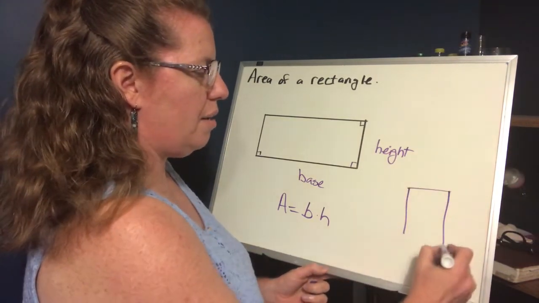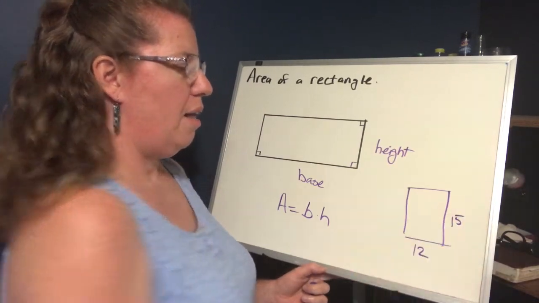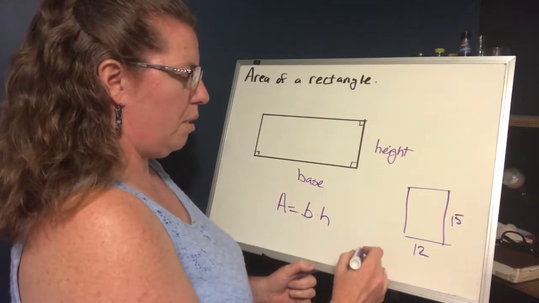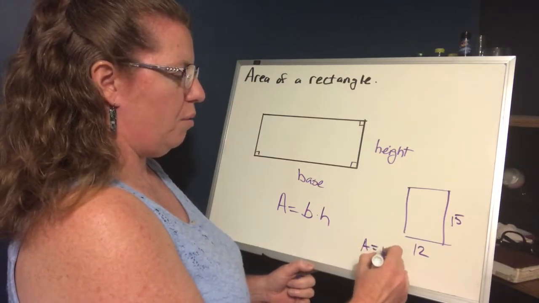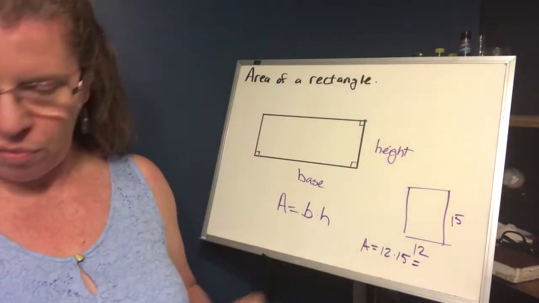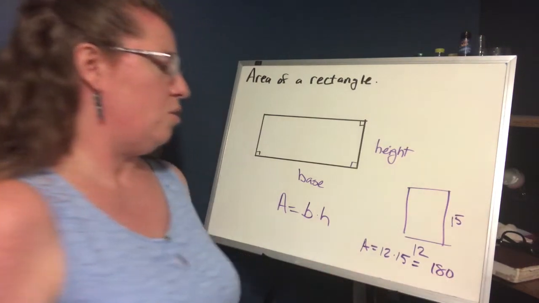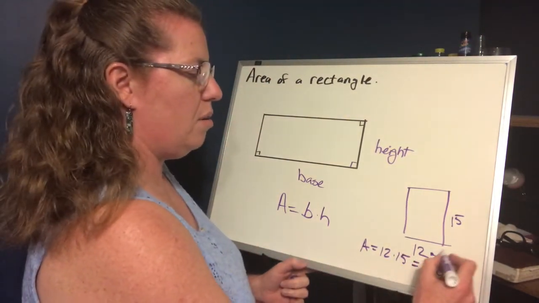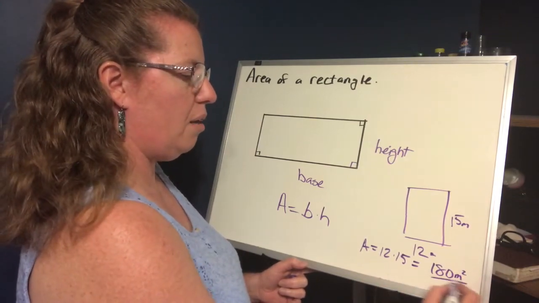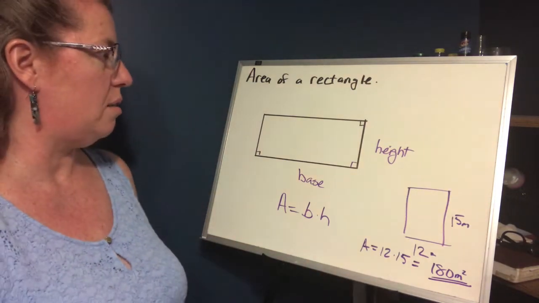So we'll do a little example here. We have a rectangle and the base is 12, the height is 15. So using our formula, we know it's going to be area equals 12 times 15. And we come up with 180. So our area is this. If we have meters or centimeters, remember that when we're dealing with area, your units are going to be squared.